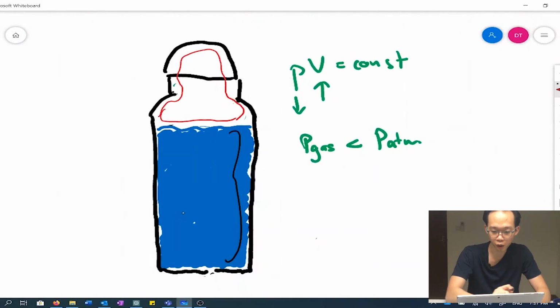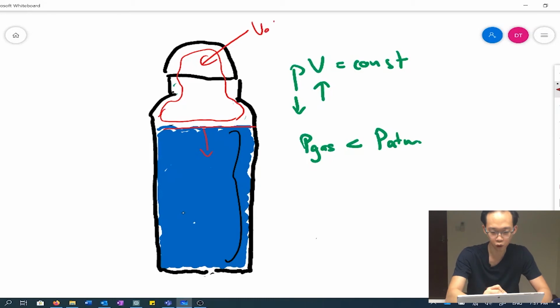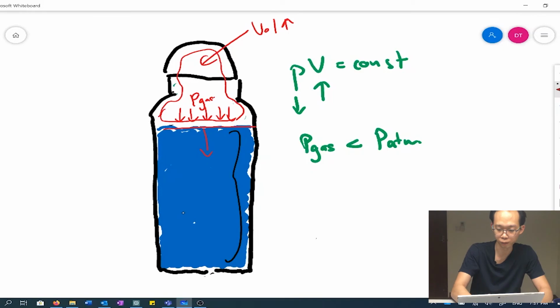This fixed amount of gas, when water leaks out, the water level is going to drop. And as this water level drops, what's going to happen to the volume of gas? The volume of gas is going to increase. And when the volume of gas increases, then the pressure of the gas here will decrease. So the pressure of this gas is going to be less than atmospheric pressure. And so this is important.